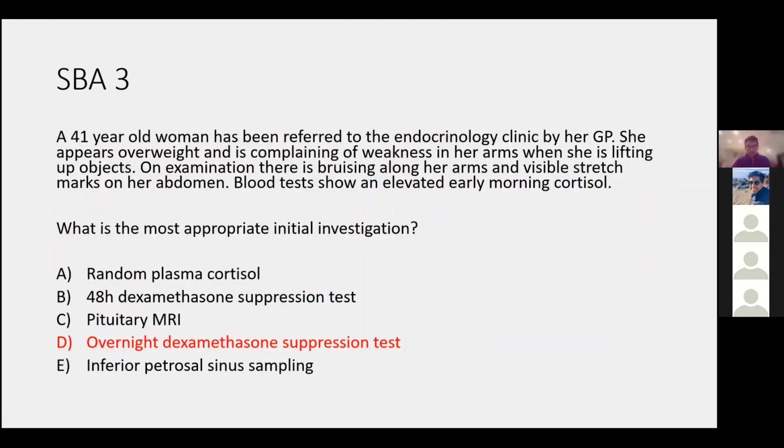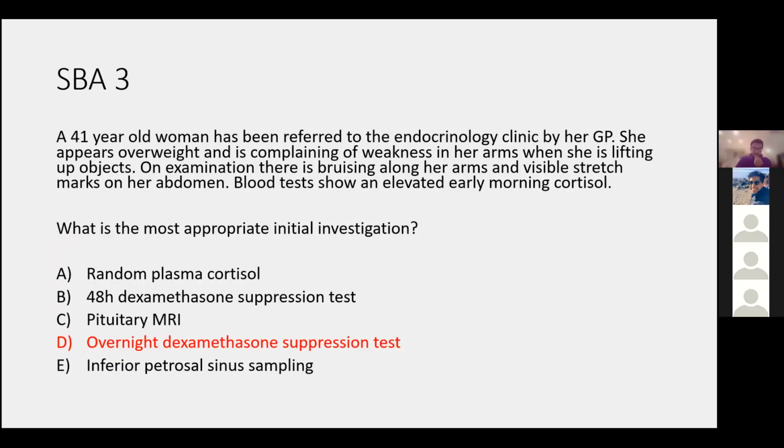So just a third scenario. I've already highlighted the answer, so I'll just talk through it straight. A 41-year-old woman referred to the endocrine clinic by her GP, appearing overweight, complaining of weakness in her arms when she's lifting objects. And when you examine her, there's bruising along her arms and visible stretch marks on her abdomen. On blood test, you find elevated early morning cortisol. So what's the most appropriate initial investigation?